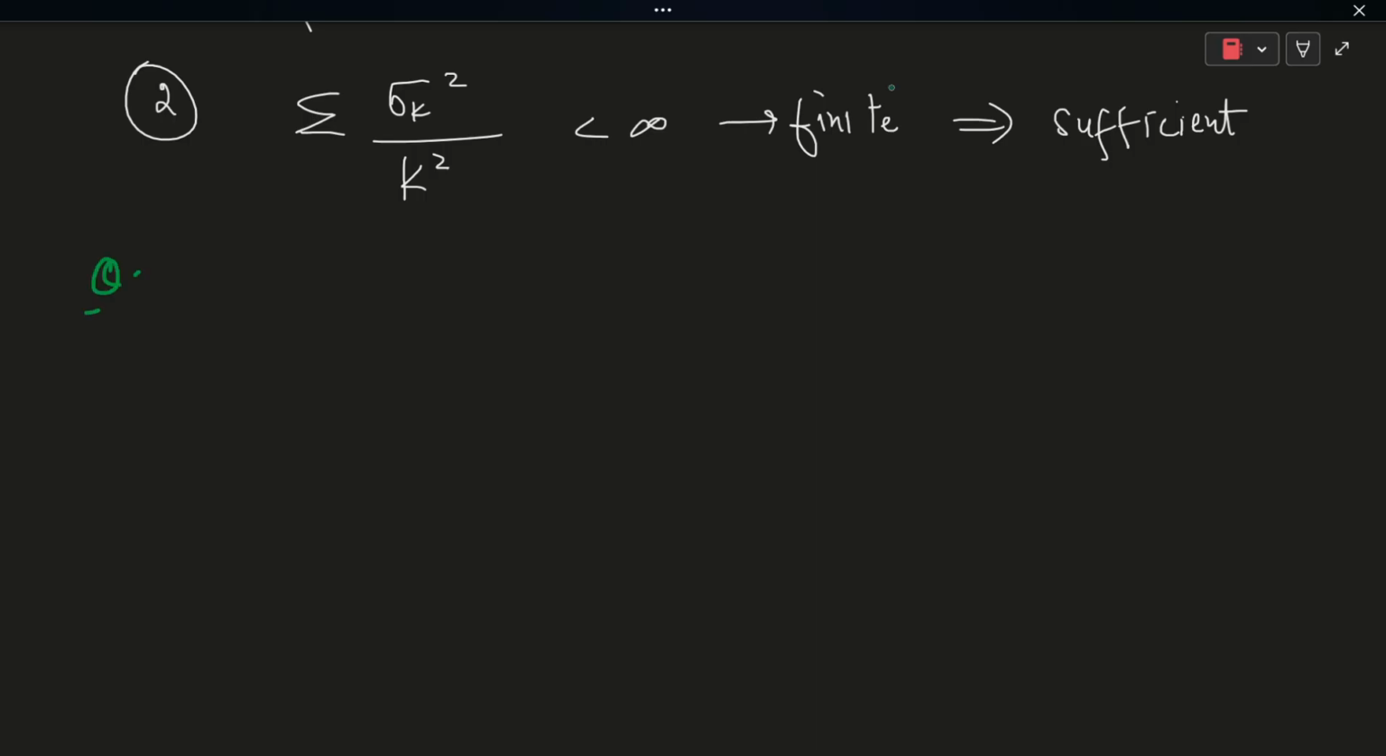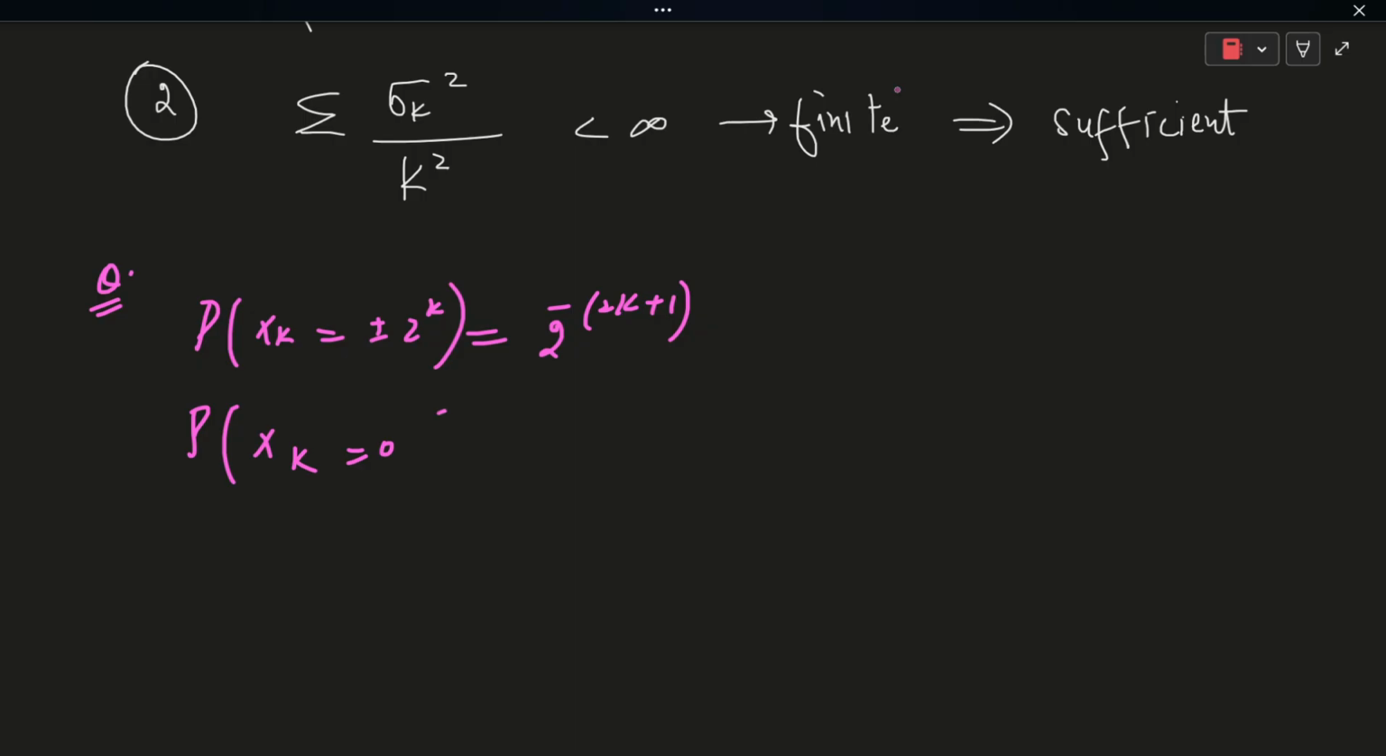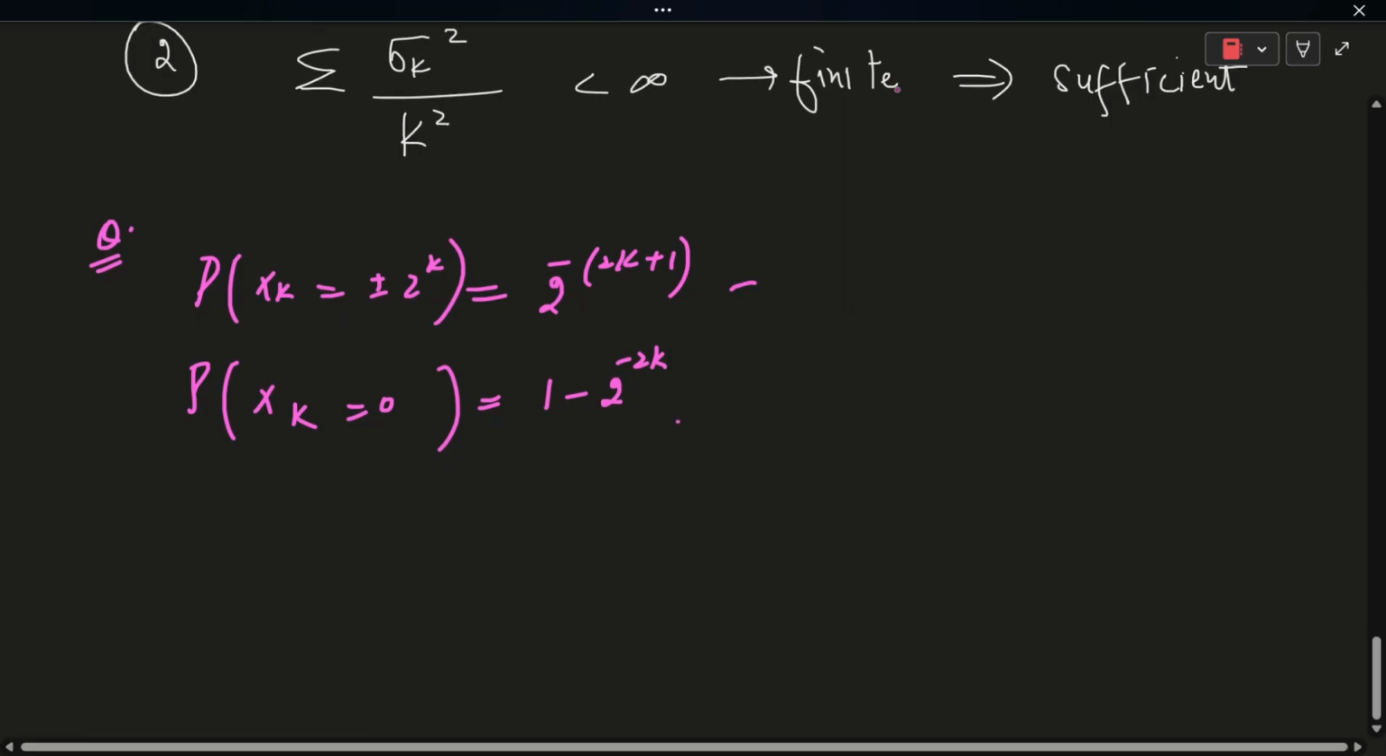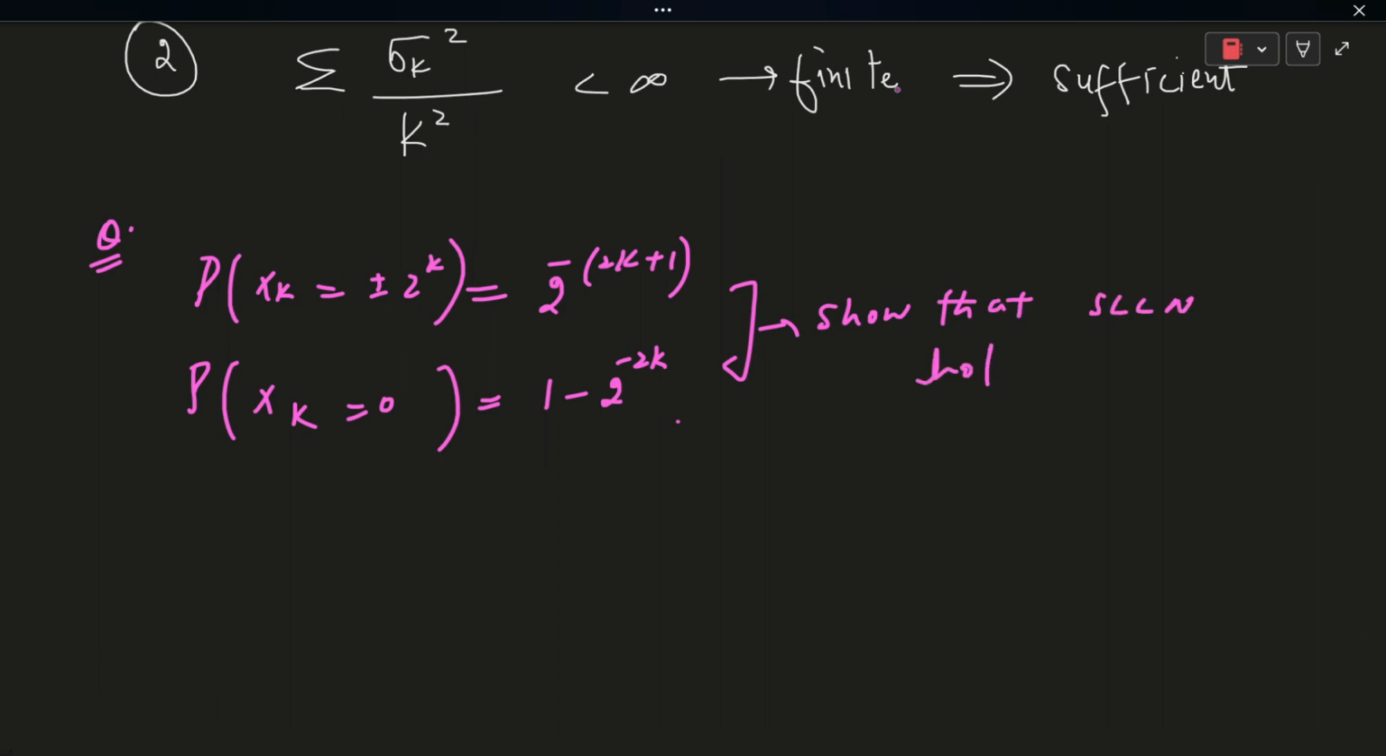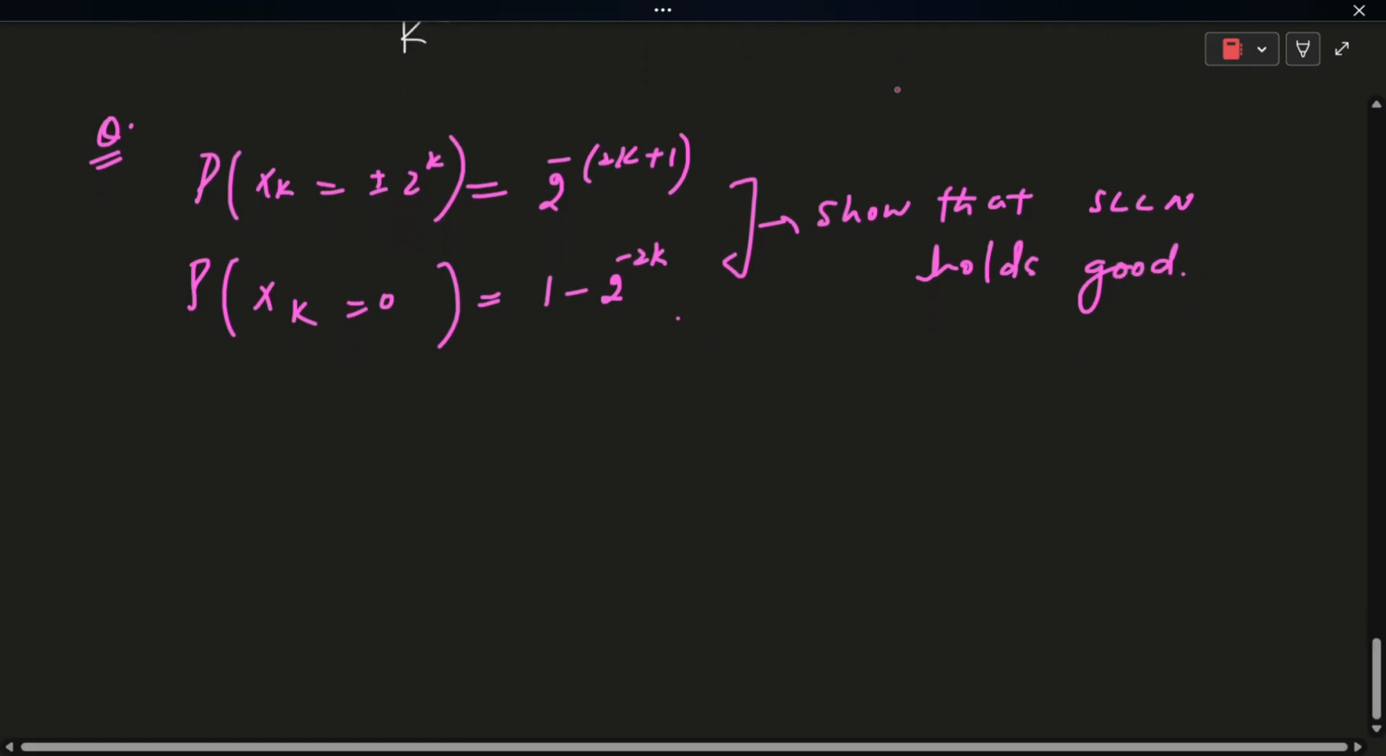Now let's see a question on the strong law of large numbers. We are given probability Xk is equal to plus minus 2^k, that is equal to 2^(-(2k+1)), and probability Xk is equal to 0 is 1 minus 2^(-2k). Show that the strong law of large numbers holds good. This is what we have to show. So what will be the solution?